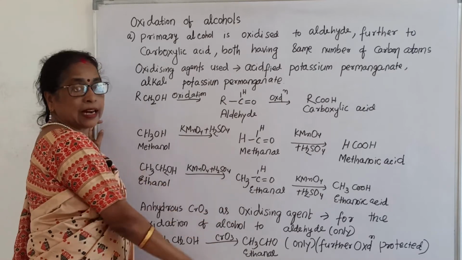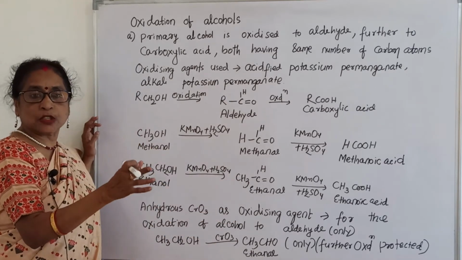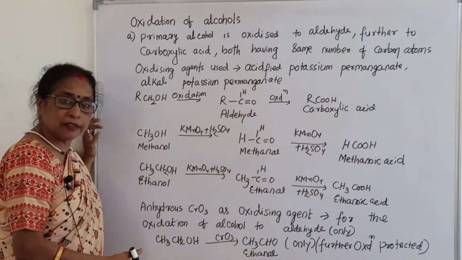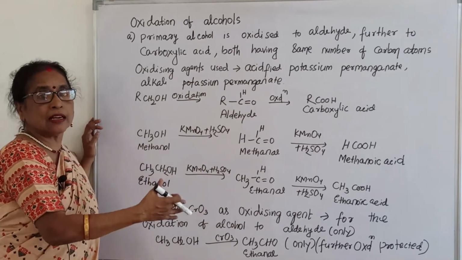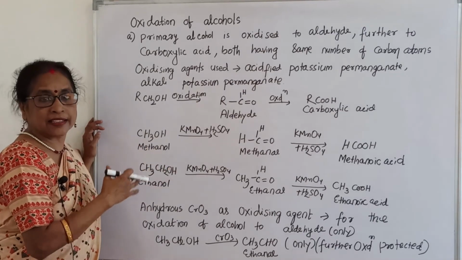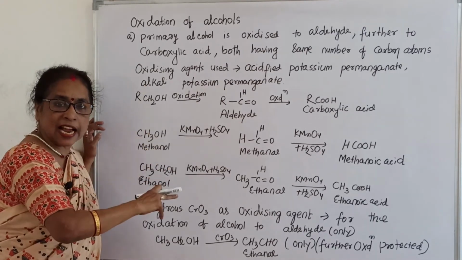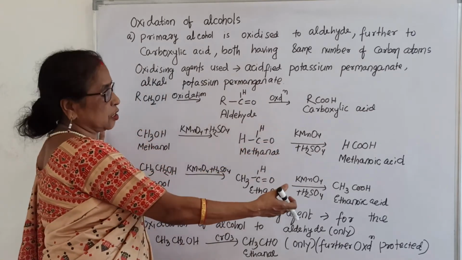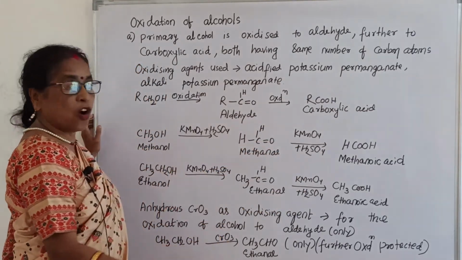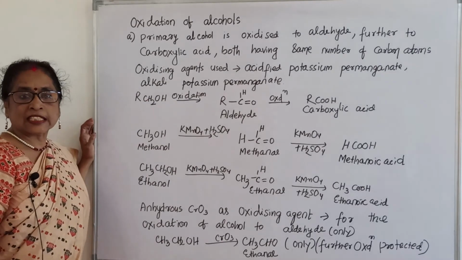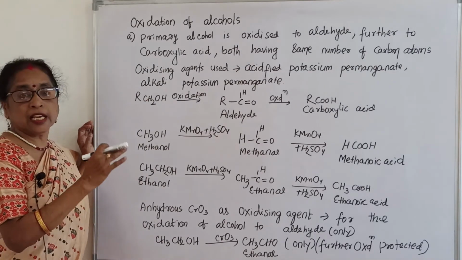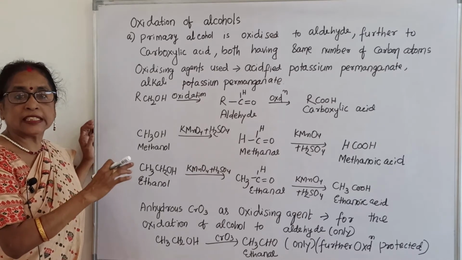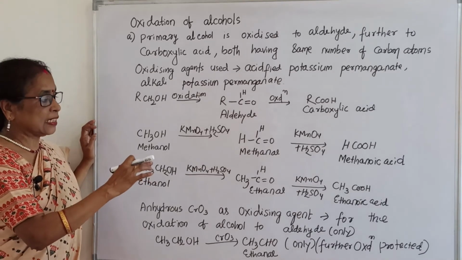That is ethanal, CH3CHO. What is the common name of ethanal? Acetaldehyde. The common name is acetaldehyde and the IUPAC name is ethanal. Further oxidation gives ethanoic acid. Ethanoic acid means CH3COOH. That is the IUPAC name.